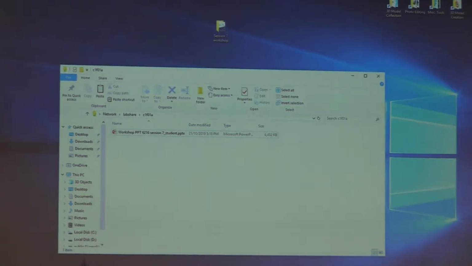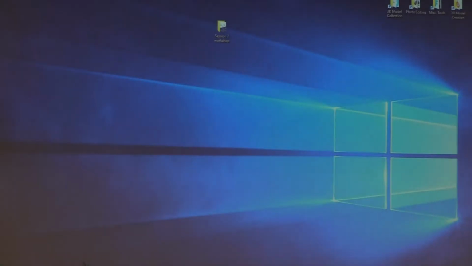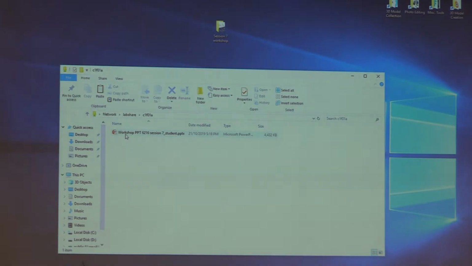So you click on this share folder, and you will see I have already included the PowerPoint in the share folder. You can just open it, okay?